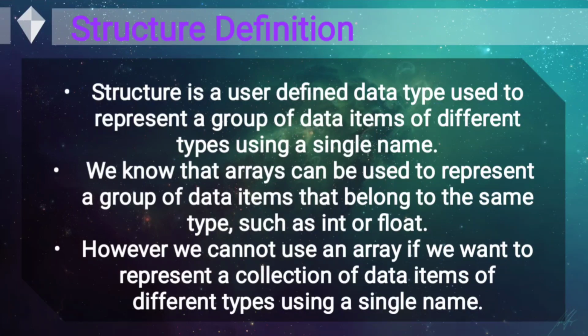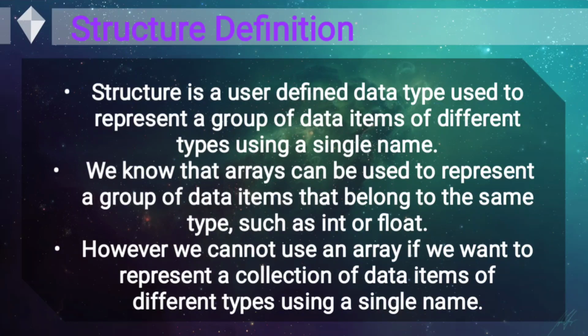If we get to the array, see here, second para, let's read the second para. We know that arrays can be used to represent a group of data items that belongs to the same type, such as int or float. Arrays store a group of values, but they always belong to one data type. It does not vary for the values. Arrays can store thousands of values, but only with the same data type.